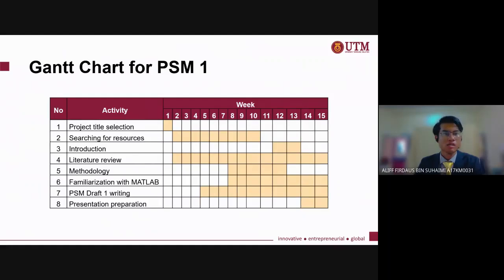This is my Gantt chart for PSM1, showing my planning for the duration of 15 weeks, and it consists of 8 activities from project title selection until presentation preparation.